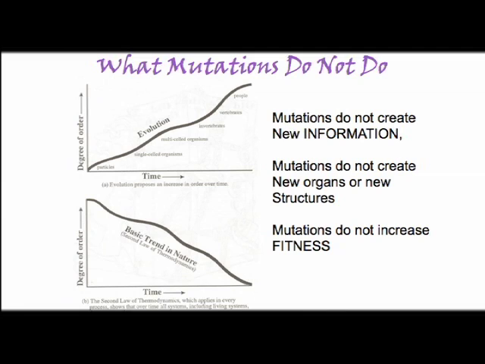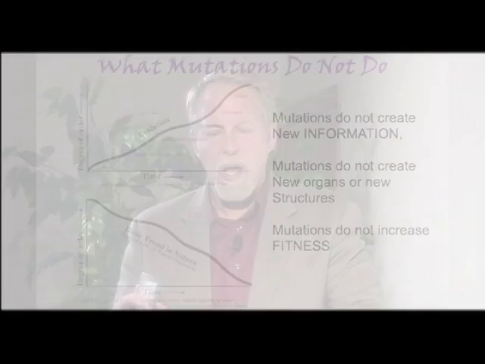Well, they don't create new information, and they don't create new organs or new structures, and they don't increase fitness. Now, there's a lot of information behind this that we're not able to talk about, but this is a visual concept: if evolution were true, there has to be not only an increasing degree of order over time, but an increasing influx of information and systems design type instructions into an organism, going from single-celled to multicellular to organ systems and vertebrates and complex behavior. Mutation is not where that comes from.